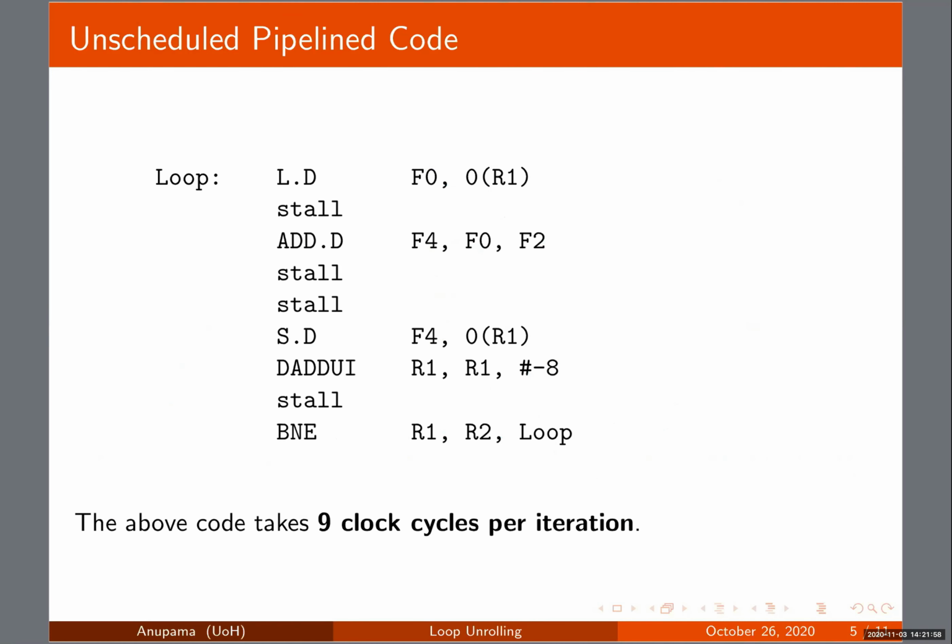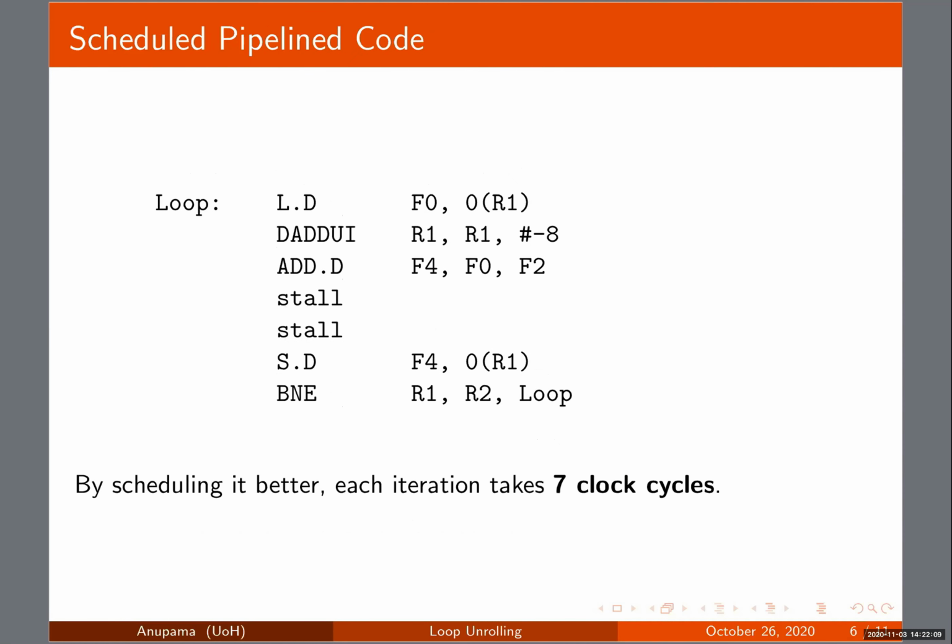This is the unscheduled pipeline code. You have done pipelining. However, each iteration requires 9 clock cycles because of the stalls, right? So now if you do some smart scheduling, that is after load, you bring the DADDUI, then this is similar to your delayed branch. You move your instructions around if there are no dependencies.